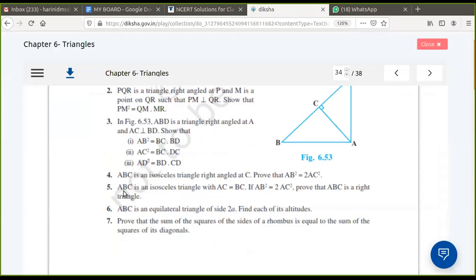The 5th question. ABC is an isosceles triangle. Remember, it is an isosceles triangle. 2 sides are equal. AC and BC are given to be equal. If AB square is 2 times AC square, then prove that ABC is a right triangle.